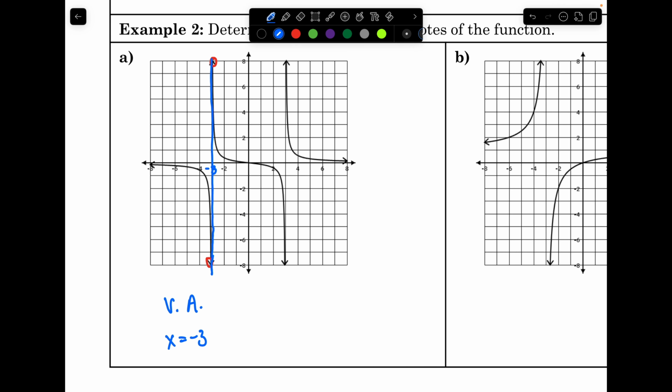And since it's also behaving the exact same way on this end, on this side here, notice yet again that this end is pointing downwards. This is again upwards. It seems like there's another vertical asymptote right here at this location, which is again, since it's intersecting the x-axis at positive 3. So we have another vertical asymptote at x equals positive 3. So this graph does in fact have two vertical asymptotes, one at negative 3 and one at positive 3.